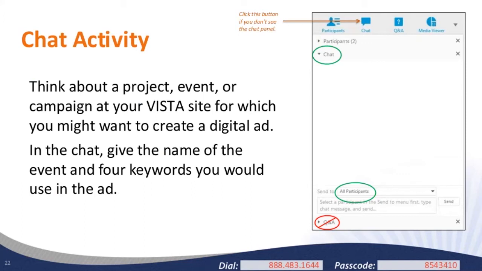So think about a project, event, or campaign at your Vista site for which you might create a digital ad. And in the chat, give the name of the event and 4 keywords you would use in that ad. Please enter your ideas in the chat panel, which is to the right of the slides. If you don't see the chat panel, again, look in the top right corner of your screen and click on the speech bubble icon, type your responses, and make sure you send to all participants. I'll let you do that now.